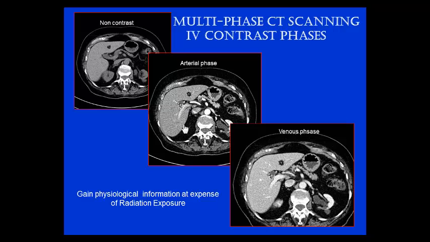And then we can wait a little bit longer and do another scan, and we might see some still in the aorta, but now perhaps we're seeing more in the portal vein. And so we can see how the liver is taking up the contrast later in the phase. So we can get non-contrast and arterial phase contrast and venous phase. So we can get some physiological information. Of course, the expense with that is we're increasing the radiation dose.